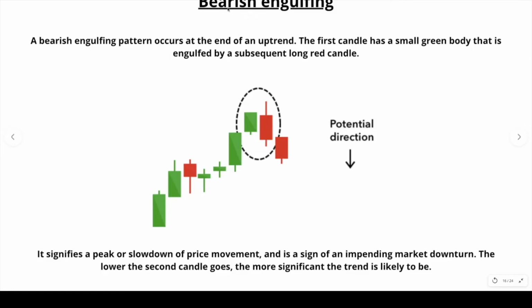Next up, we have our bearish engulfing. A bearish engulfing pattern occurs at the end of an uptrend. The first candle has a small green body that is engulfed by a subsequent long red body candle. It signifies a peak or slowdown of a price movement and is a sign of an impending market downtrend. The lower the second candle goes, the more significant the trend is likely to be.